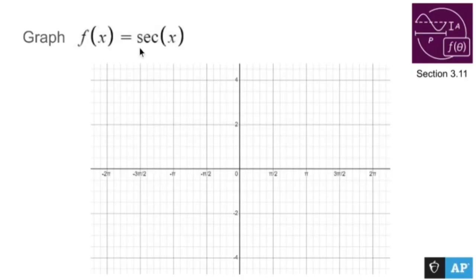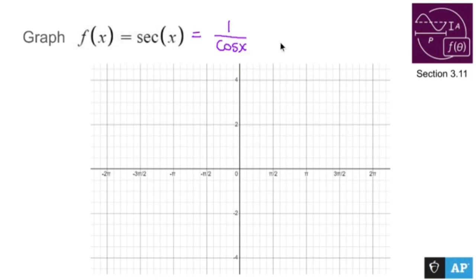Graph f of x equals secant x. Now, this is the very first time we're graphing secant, and what I want to do is break things down as friendly as humanly possible. Secant is 1 over cosine. So the way you graph a secant is you use cosine as your rough draft.